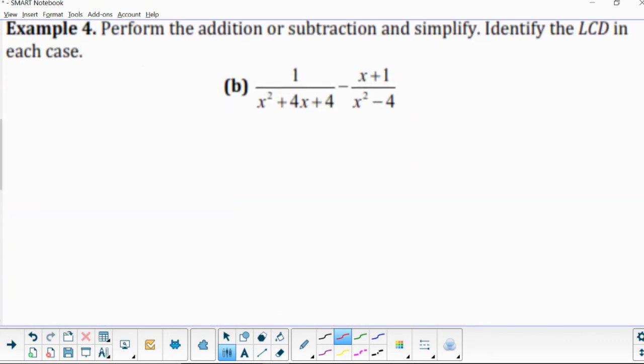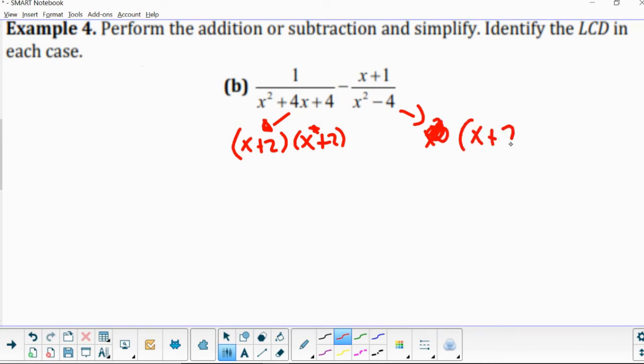So this one, again, looks a little bit uglier. So I'm just going to start off and talk about the factoring of these two. For this one, we need two numbers that multiply to 4 but add up to 4. Well, that's x plus 2 times x plus 2, right? And this one factored is x plus 2 times x minus 2. These two numbers multiply to negative 4 but add to 0.